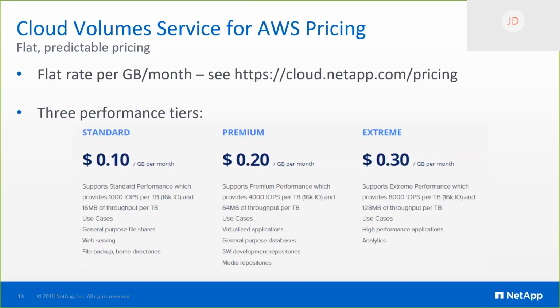Yeah, and so I want to emphasize the right way to think about the performance tiers is that you should really match the tier to the workload that you are interested in running. So for some workloads, extreme will actually be cheaper than standard.